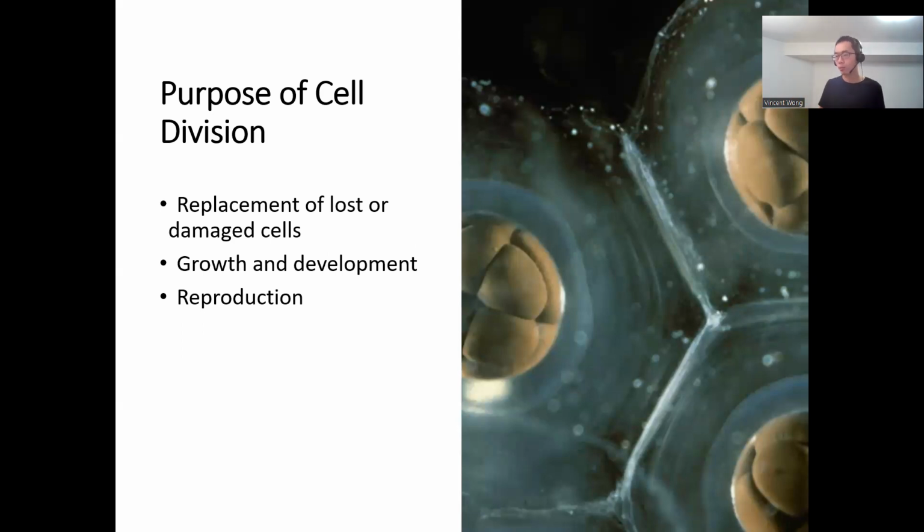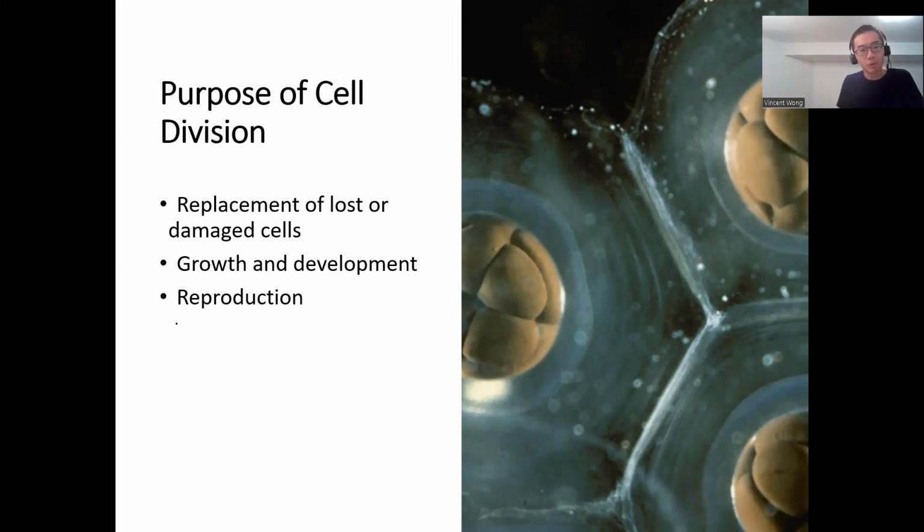Why do we need to divide our cells? What's the purpose of cell division? Well, the most obvious purpose is to replace lost or damaged cells. Like if you have a cut and you lost some cells from the cut, you're going to have to replace them. The new cells come from the division of pre-existing cells. Growth and development: we have way more cells now than we did when we were a kid. All those extra cells had to come from mitosis.